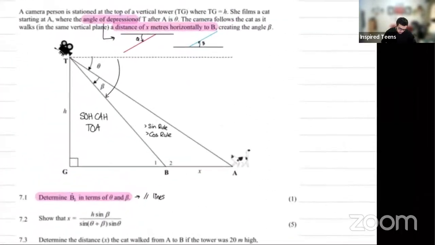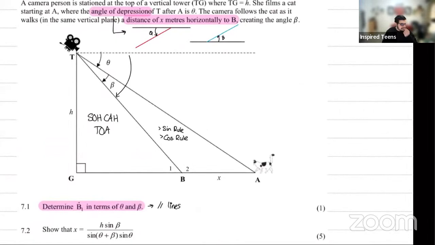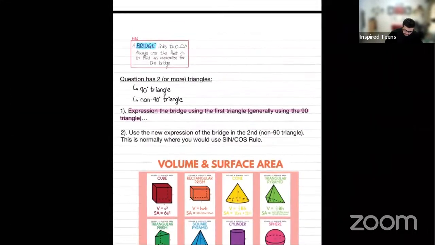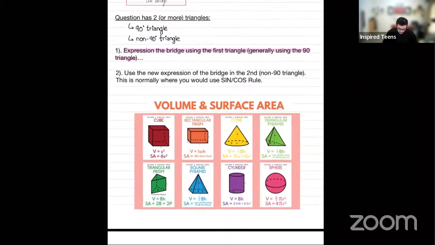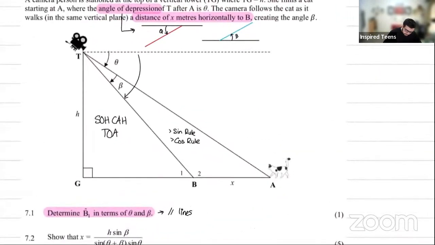So let's have a look at our question. Remember, a bridge is what links the 90-degree triangle to the non-90-degree triangle, basically what's common between the two. And here TB is actually the bridge. It's the line that's in the 90-degree triangle and the non-90-degree triangle. Okay, so that's the bridge. And it says usually express the bridge using the first triangle. Usually the 90-degree one is the first one. Okay, and that's exactly what we're going to do. We're going to express this using the 90-degree triangle.